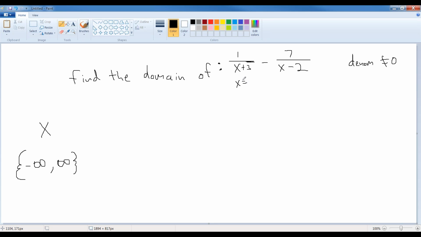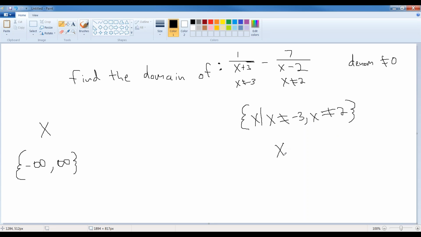This tells us that x can't be -3. Why? Because if x were -3, then this denominator would be 0. This tells us that x can't be 2 for the same reason. If x were 2, then this denominator would be 0. So what I would write is x, so that x is not equal to -3, and x is not equal to 2, and you could put a little bracket over there, and this would be a good answer.